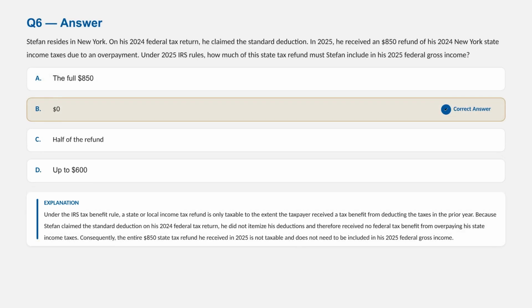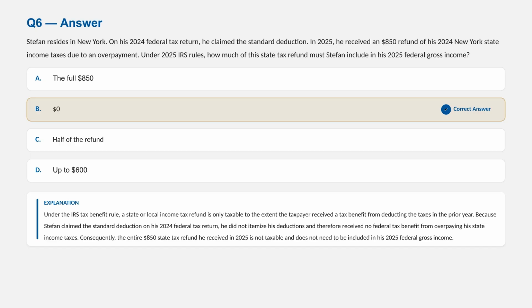The correct answer is B. $0. Under the IRS tax benefit rule, a state or local income tax refund is only taxable to the extent the taxpayer received a tax benefit from deducting the taxes in the prior year. Because Stefan claimed the standard deduction on his 2024 federal tax return, he did not itemize his deductions and therefore received no federal tax benefit from overpaying his state income taxes.